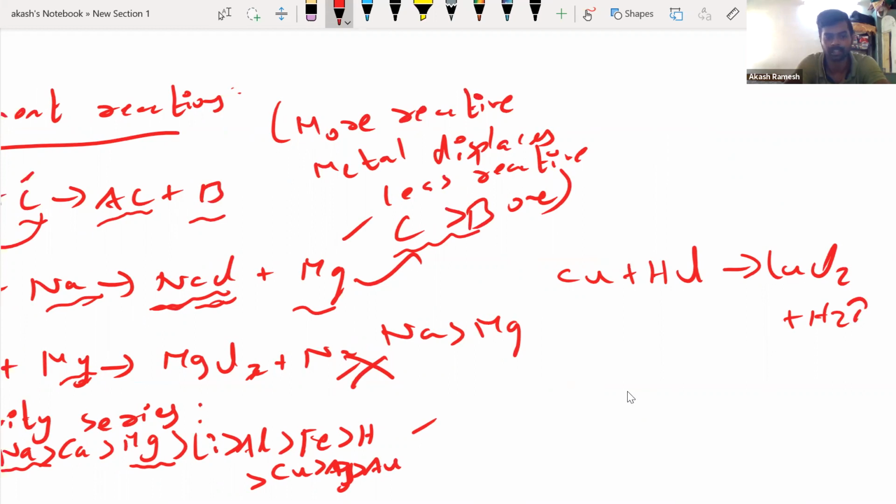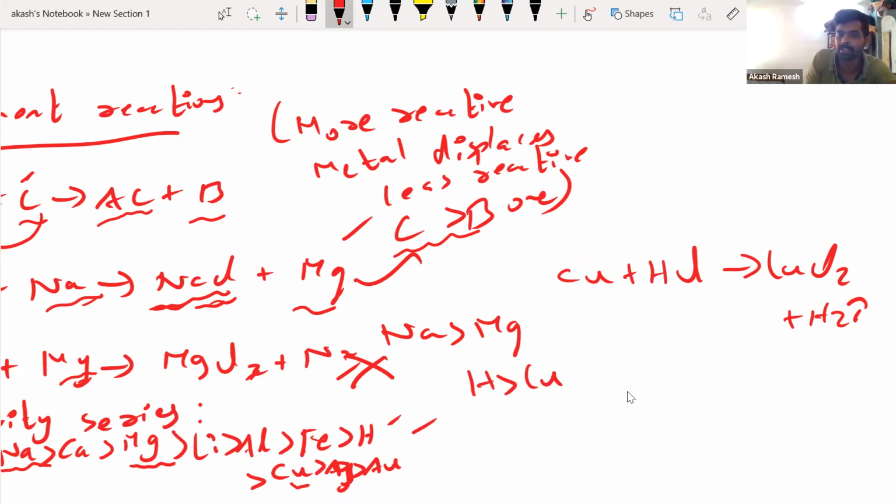Hope you're able to see the reactivity series. You see where is copper, where is hydrogen, and tell me whether this reaction is possible or not. Sir, it is not possible. Absolutely, it is not possible. Now, why? Because you see, hydrogen is here, right? And copper is after hydrogen. That means what? Hydrogen is more reactive than copper. From the reactivity series, I'll be able to tell.